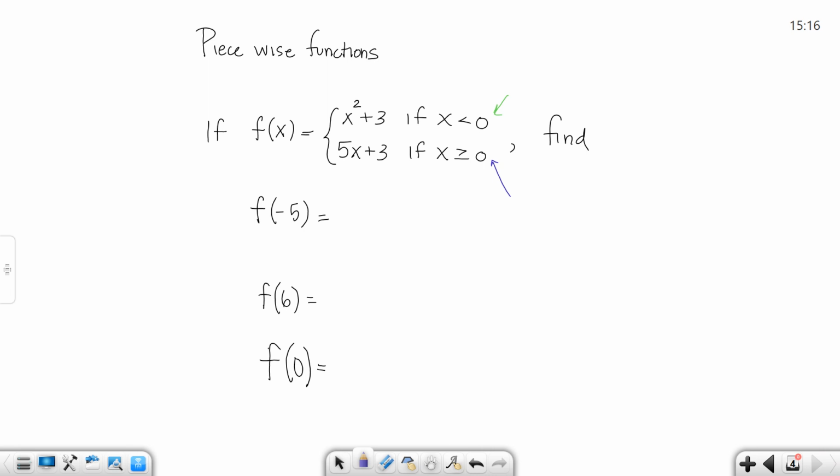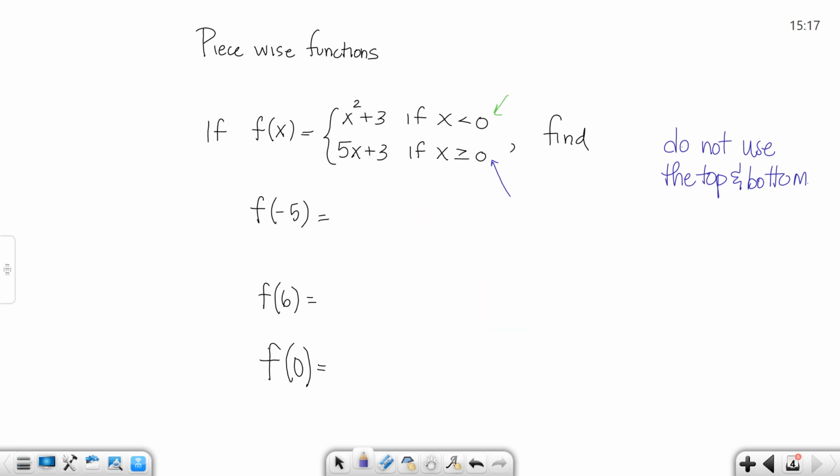Remember also your definition of function from previous sections. It says for every x there's exactly one y. So when I figure out this answer right here, it's only going to have one answer. You will not plug it into the top and bottom. And again, you're not going to use the top and bottom because you should only be getting one answer for these, because the definition of function says for every x there is exactly one y. One answer only.